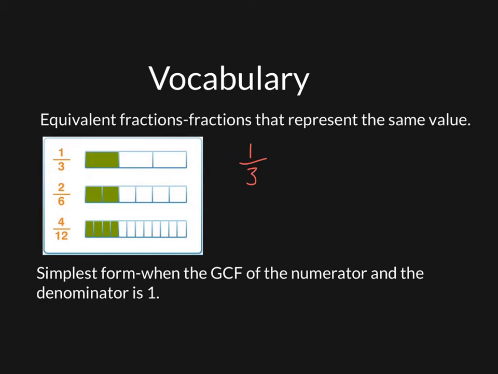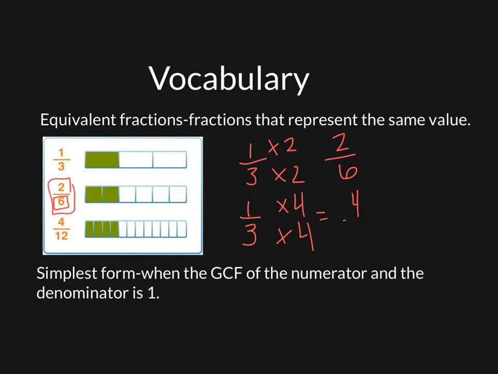Now, if I want to, instead of cutting it into 3 pieces, I'm going to cut it into 6. I could multiply the numerator and denominator by 2. So then I would get 2/6, which is what this equivalent fraction is here. If I go back to my original 1/3, I could multiply by 4, and I would get 4/12.